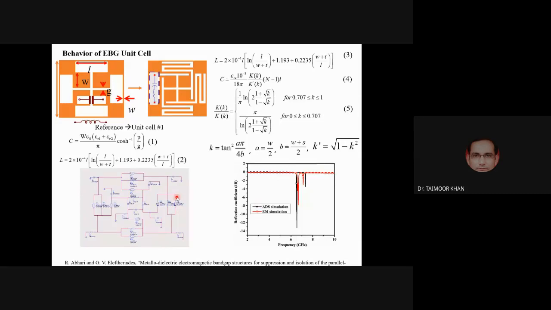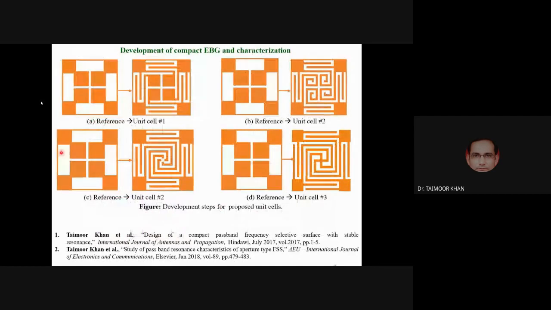It means that the equivalent circuit we have derived for this particular EBG unit cell more or less matches the electromagnetic simulation. That is the advantage, the initial step for taking advantage of doing things in the form of EBG structures. Now come to that one, the same thing in four different ways.